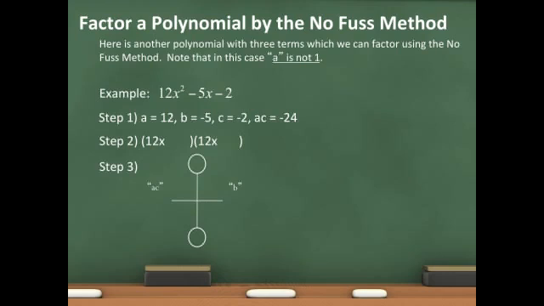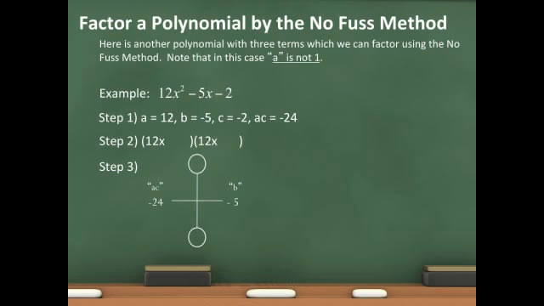In step 3 again, we draw a large plus sign with a circle at the top and bottom. The left side of the plus sign we label as AC, and on the right side we label as B. Since we listed what AC and B are from step 1, we write those values under the AC and B in the picture. Recall AC is negative 24 and B is negative 5.